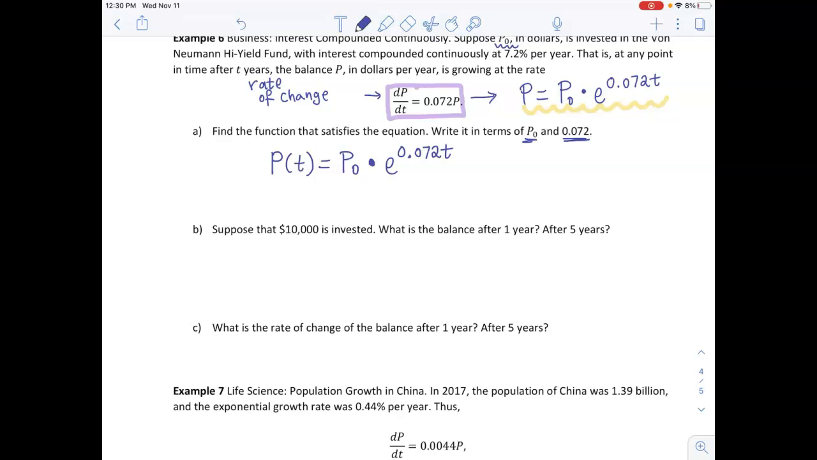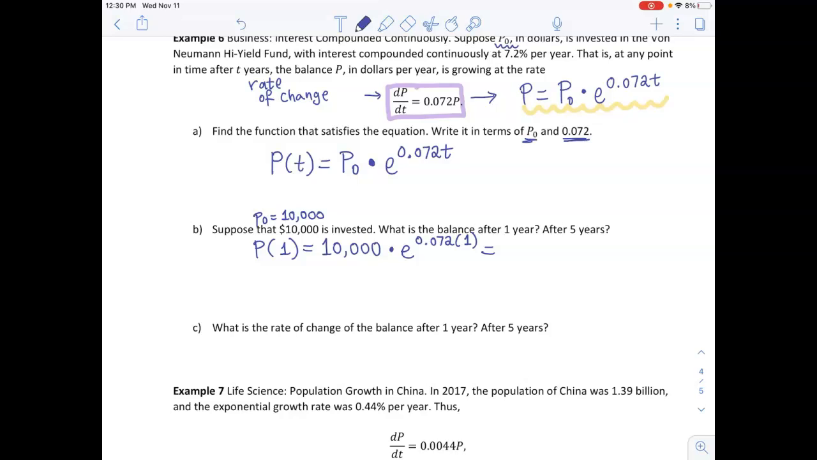All right, now what? Suppose $10,000 is invested. What is the balance after 1 year? Okay, if they just want the balance, I can go ahead and plug in 1 into my function. But P naught is how much? 10,000. So they're investing this initial $10,000. I'm gonna go ahead and plug it into that function that I found. E raised to the 0.072 times 1. So not t anymore. After 1 year, it's just gonna be 1.